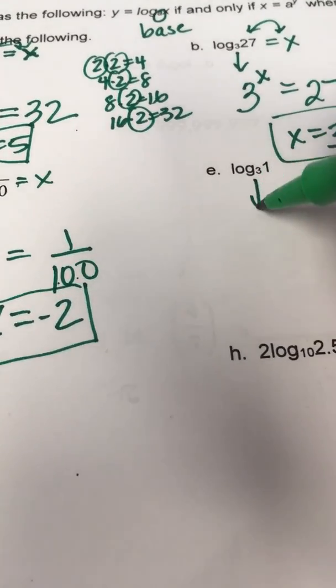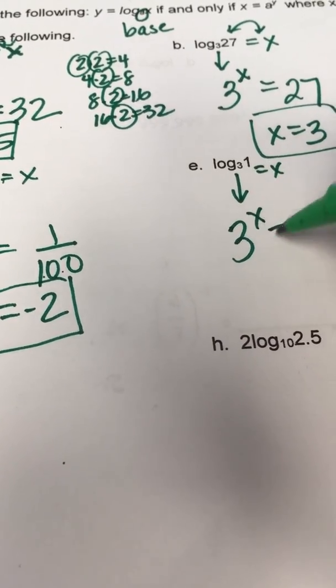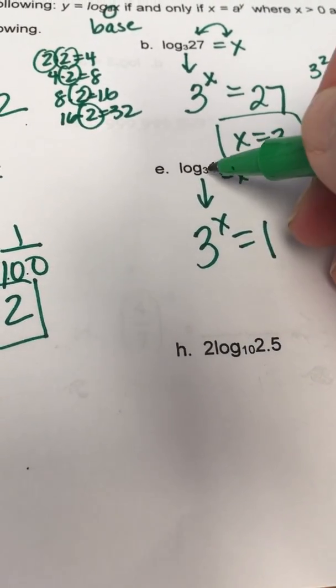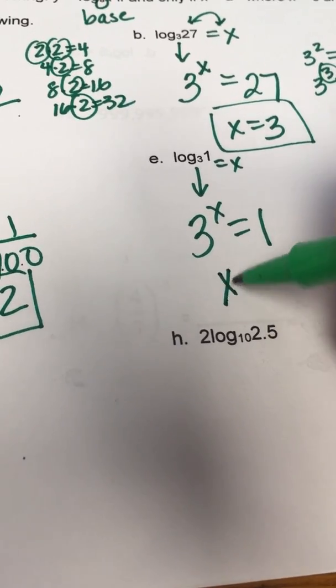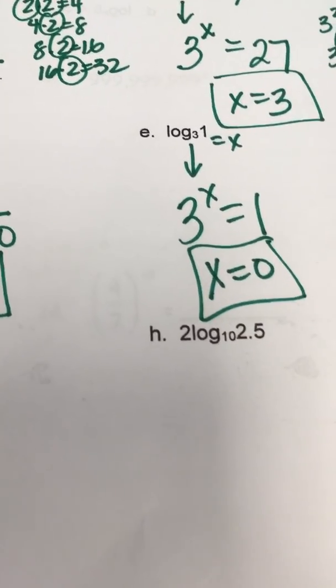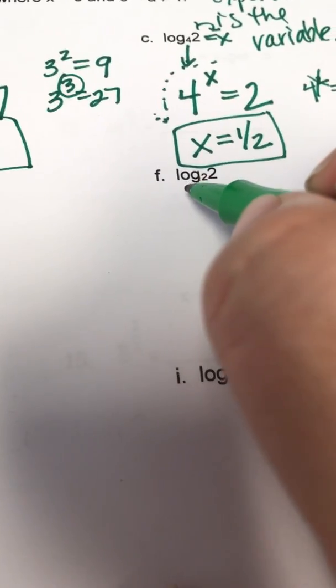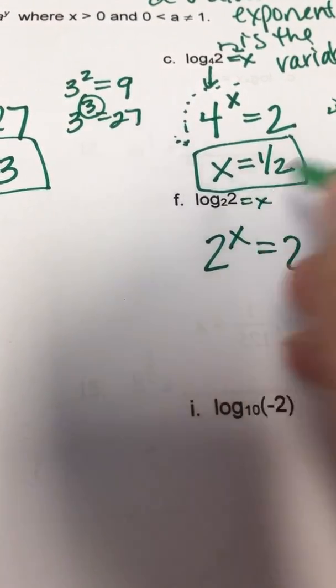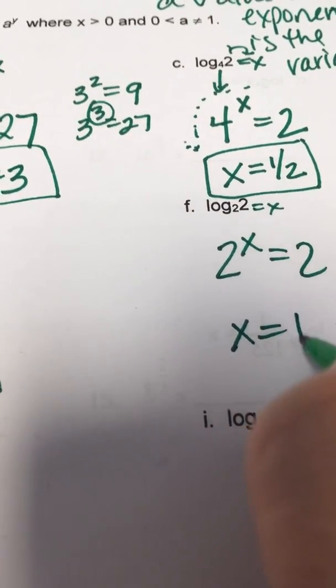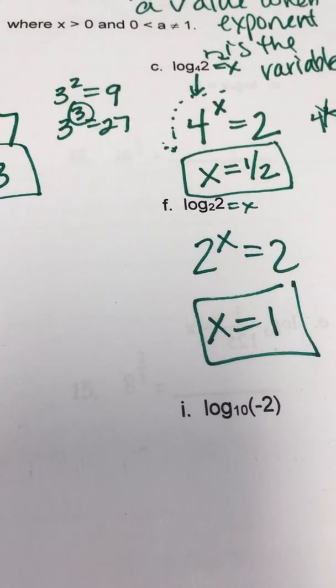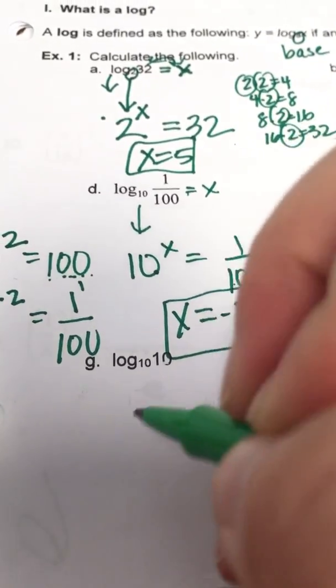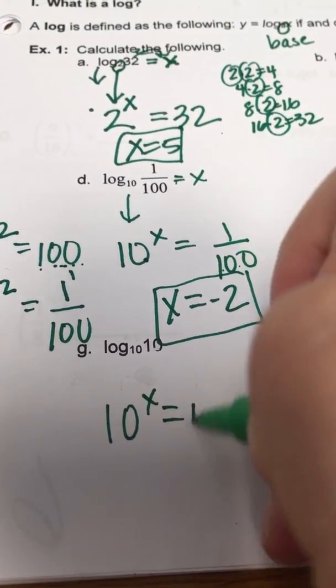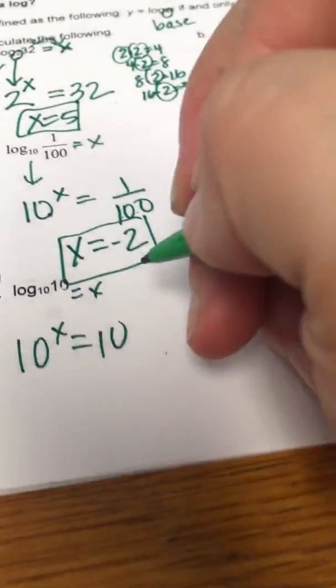Okay, same thing for letter E. 3 to what power is 1? Base is 3, base is here. Anything to a 0 power is automatically 1. When you see stuff like this, 2 to some power is 2, so I said equal to x first. x is 1 because I only want it to stay the same. Same here, if you have 10 to what power is equal to 10? x is 1 again.